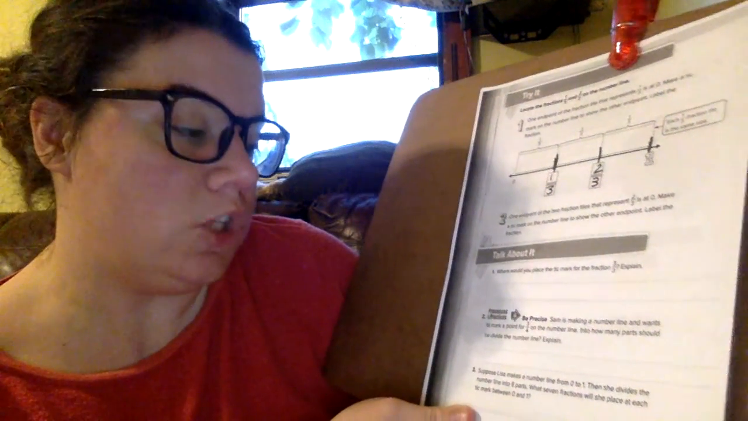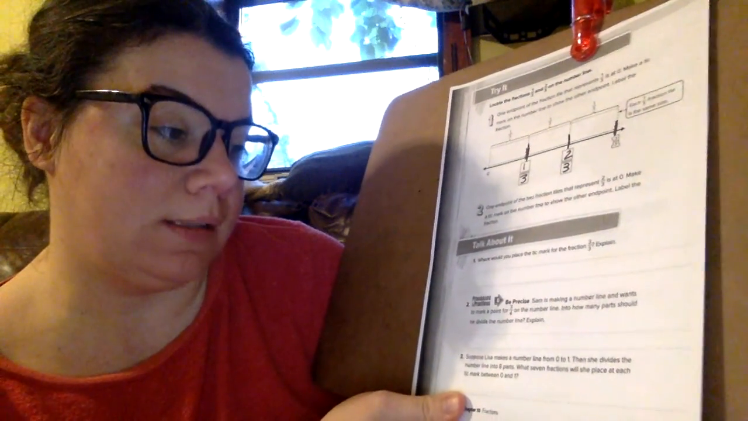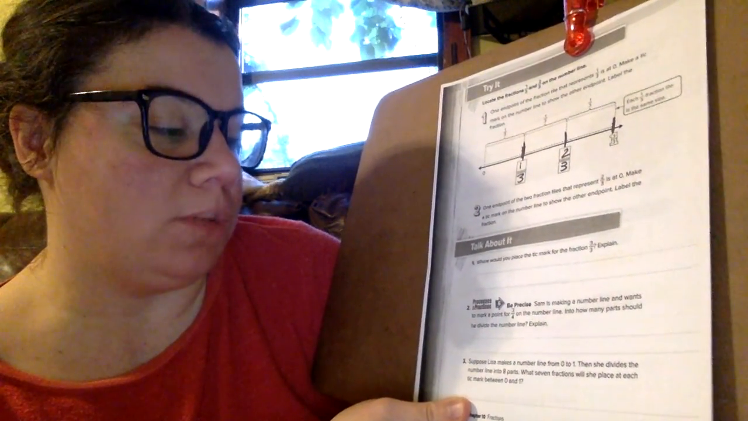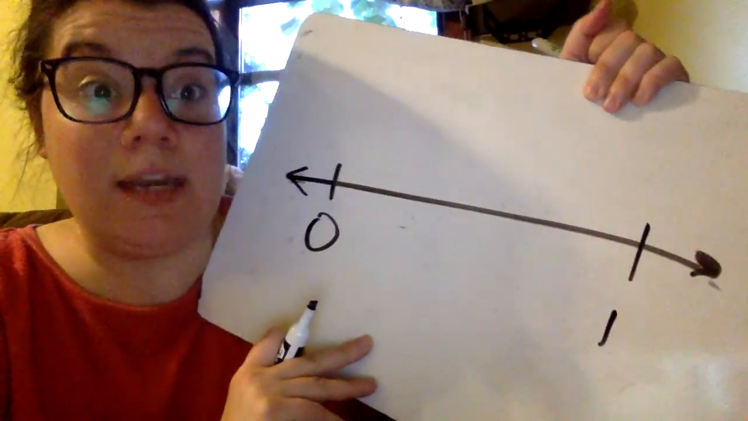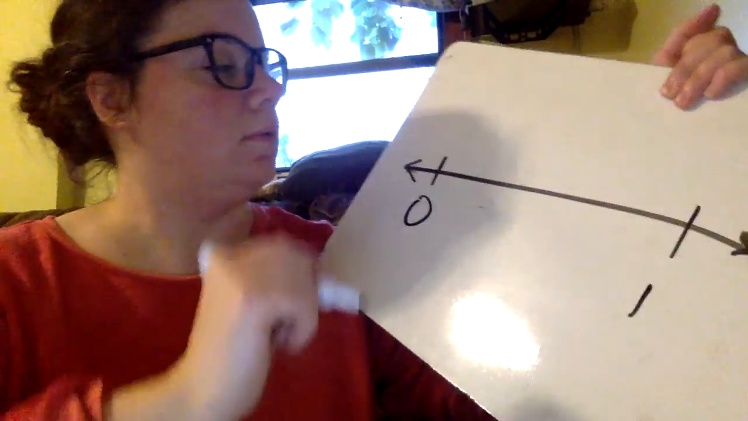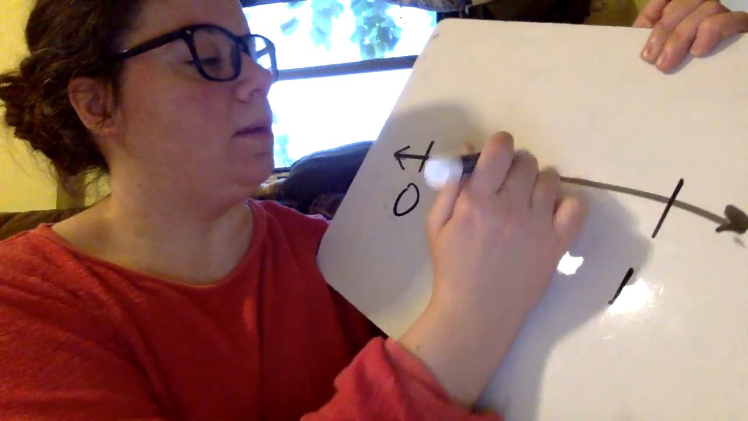Suppose Lisa makes a number line from 0 to 1. Then she divides the number line into 8 parts. What 7 fractions will she place at each tick mark between 0 and 1? Well, we can do that. We can take our number line from 0 to 1, and we can divide it into 8 parts. So I'm going to do my best to do it.